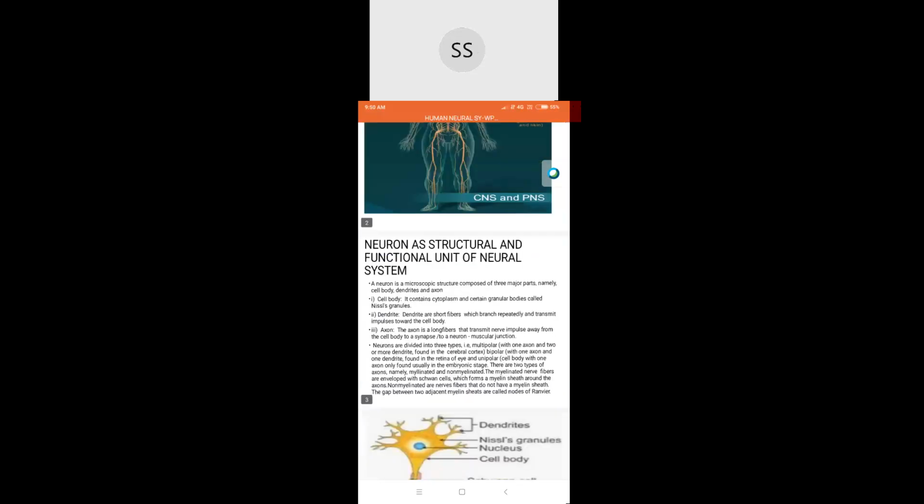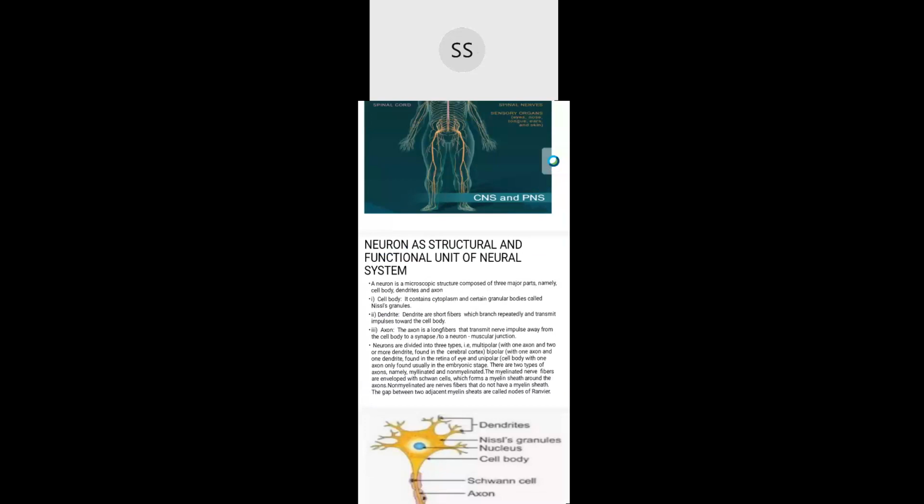Neuron as a structural and functional unit of the neural system. A neuron is a microscopic structure composed of three major parts, namely the cell body, dendrites, and axon. Cell body: it contains cytoplasm and certain granular bodies called Nissl granules. Dendrites are short fibers which branch repeatedly and transmit impulses toward the cell body. Axon: the axon is a long fiber that transmits nerve impulses away from the cell body to a synapse or to a neuromuscular junction.